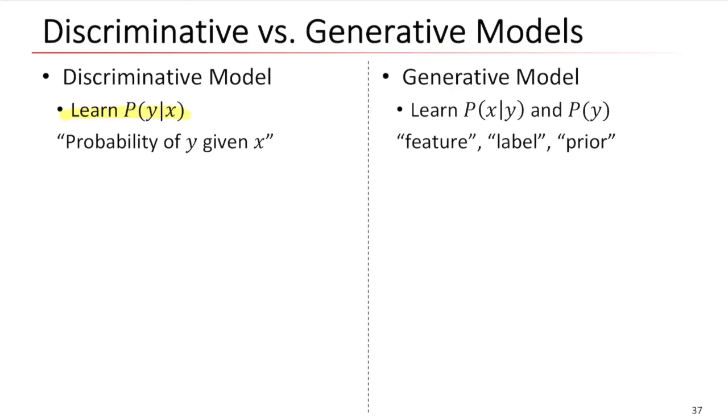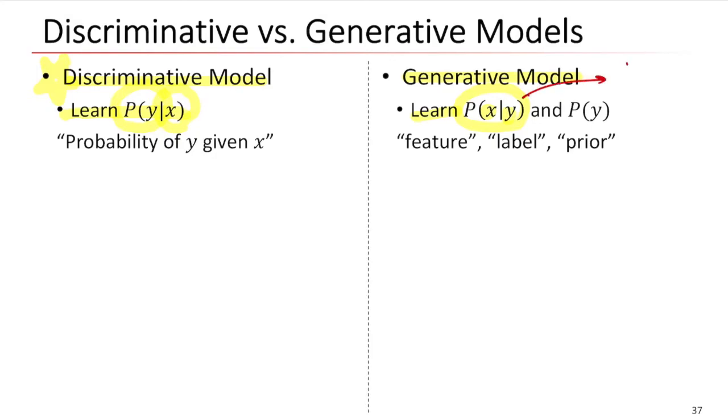So this discriminative model learned the probability of y given x. I mean the probability of the class y given x. So this is the discriminative model. And in the generative model, they try to find the probability of x given y.